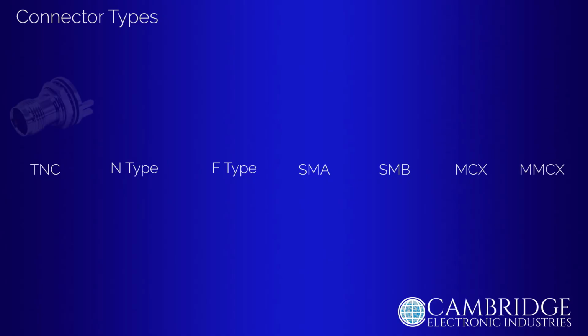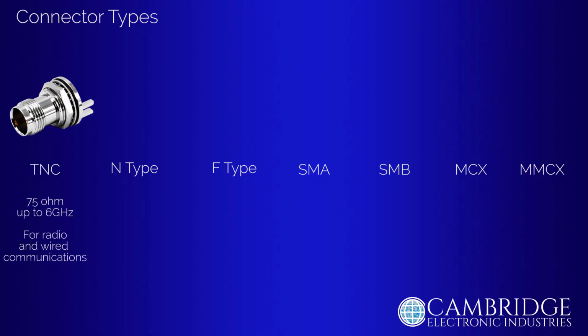Other connector types in the coaxial connector range include TNC, N-type, F-type, SMA, SMB, MCX, and MMCX. The TNC connector is a threaded version of the BNC connector and shares a similar interface size. While less popular than the BNC due to its slower release mechanism, it is valued for its secure threaded connection. TNC connectors are available in 75 ohm versions and support frequencies up to 6 GHz. The TNC connector has been used in a wide range of radio and wired communication applications.